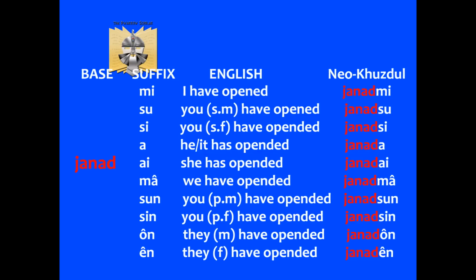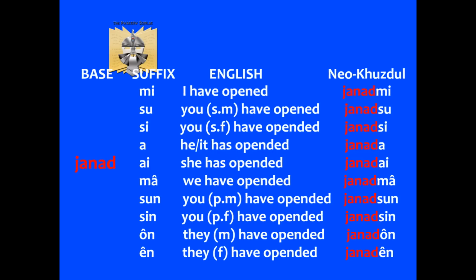Right, moving on to the third person form. He and it have the same form in Khuzdul. We add a to the base, forming janada. If we want to make the female version of this third person, in other words, she opens or she has opened, we add i to the base, forming janadai.